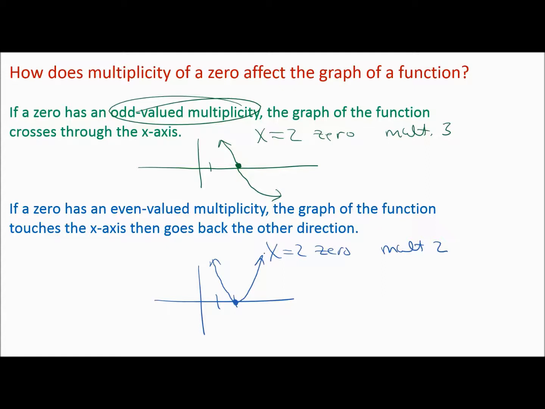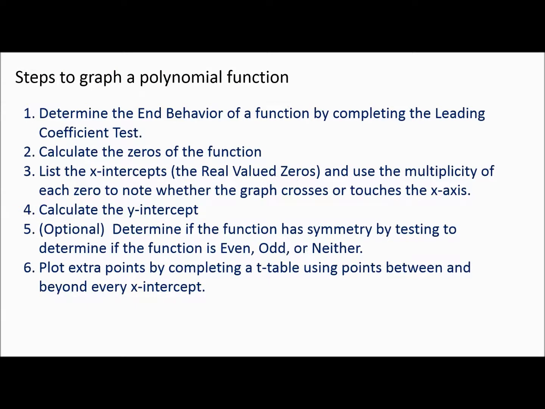So all of this information that we've learned so far about end behavior, which is the leading coefficient test, and zeros has to do with graphing the function. So in the next problem, we would like to graph a function using all that information. So the steps to graphing: we want to determine the end behavior, which is using the leading coefficient test. Then we want to calculate the zeros, like we've done in this video. We want to list the x-intercepts. Those are actually the real valued zeros.